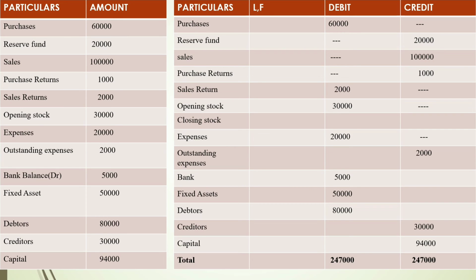And if we total the debit column and credit column separately, in this problem we are getting 2,47,000 in debit and credit respectively. In this way we should tally the trial balance. Hope you all understood the problem explained today. We shall see the remaining problems in the next video.